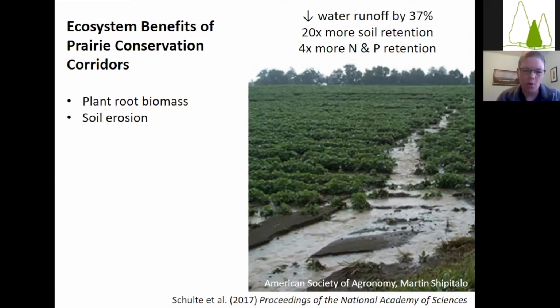There's a group out of Iowa that is studying prairie conservation corridors, and they've shown some really neat results that suggest that depending on where a prairie conservation corridor is placed in an agricultural field, it will reduce water runoff by almost 40%. It leads to almost 20 times more soil retention, and also about 4 times more nitrogen and phosphorus retention. So if these prairie conservation corridors are placed just in the right area where runoff may occur, then these major benefits to farmers can also be implemented. The amount of money that a farmer is spending on maintaining soil health or fertilizing a field might be outweighed by placing a corridor and not planting a crop in one particular area, because it might protect the field from runoff.